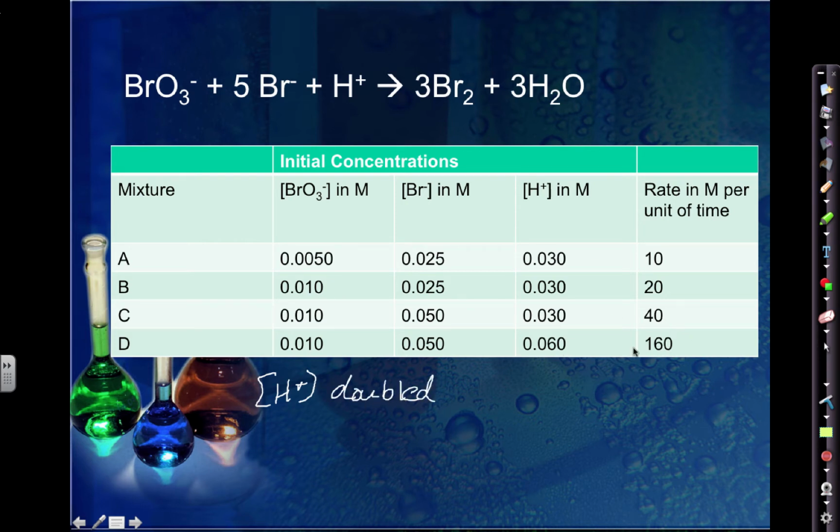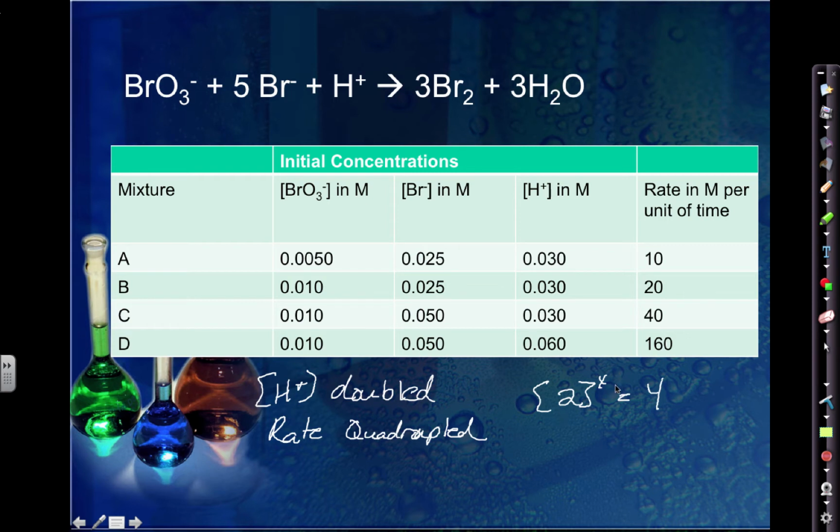concentration of H, I know it's doubled here. All right, so now let's look at what happened to the rate. Well, the rate went from 40 to 160. So that means it actually quadrupled here. All right, so the rate quadruples. If I take 40 and multiply it by 4, it would go up to 160. So I know that the concentration of H was doubled, and as a result, the rate went up by a factor of 4.